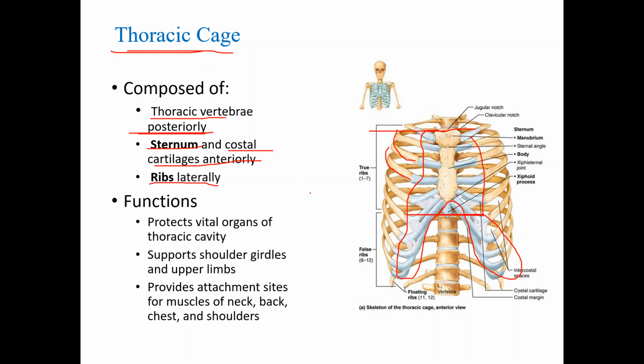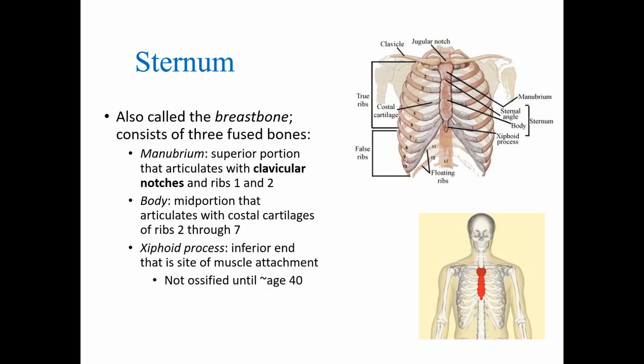So posteriorly, a portion of the thoracic vertebrae, and laterally the ribs, and anteriorly the sternum, which is this bone over here we're going to talk about, and the cartilage which connect the ribs to the sternum. What's the function here? Protect vital organs inside this cage. Supports the shoulder girdles, as we will see, and the upper limbs, and also provide attachment sites for muscles of neck, back, chest, and shoulders. Okay, these are the functions.